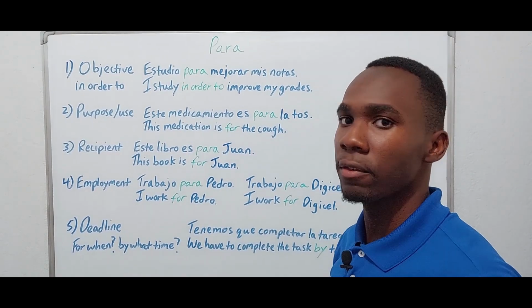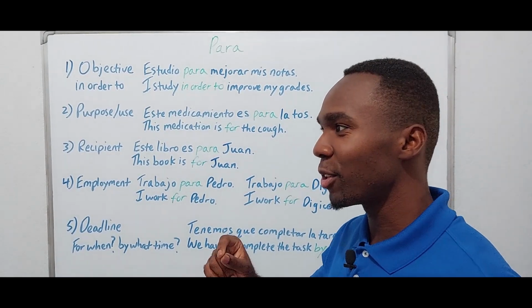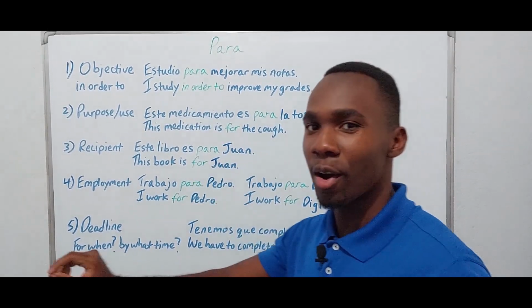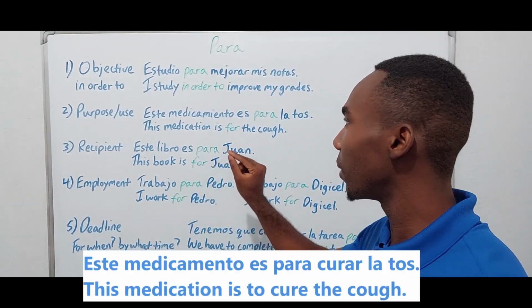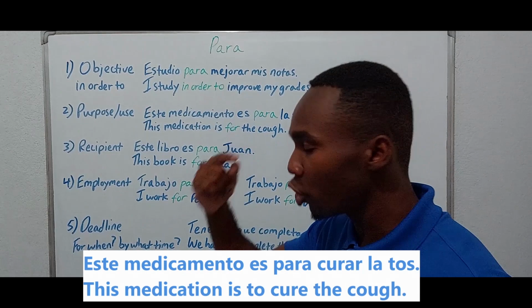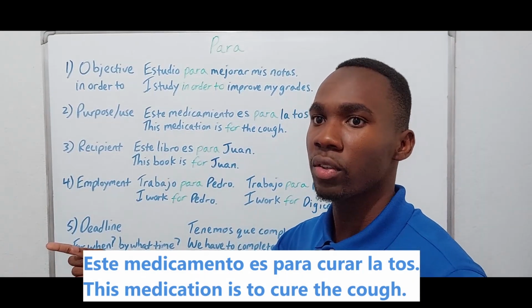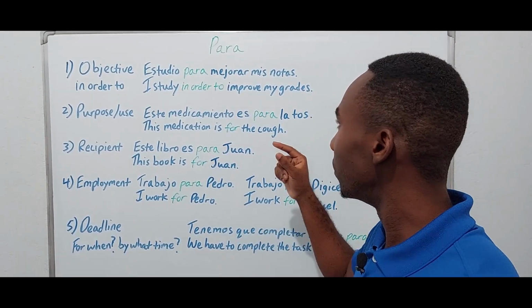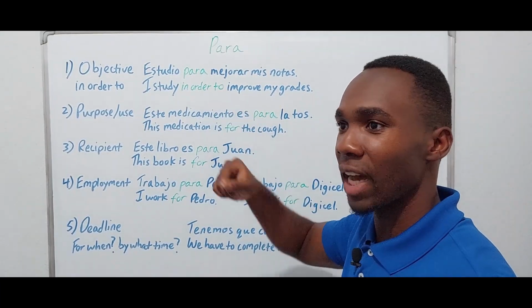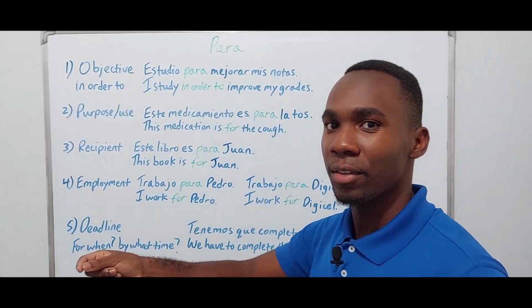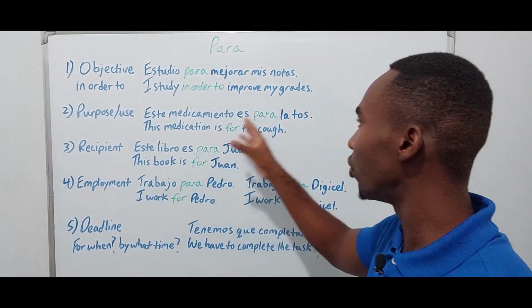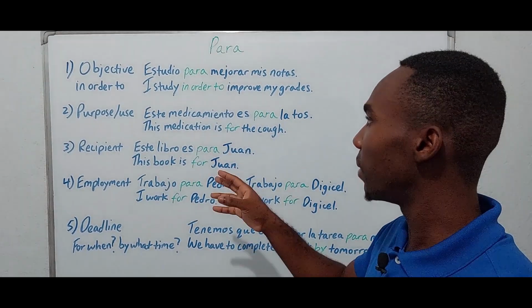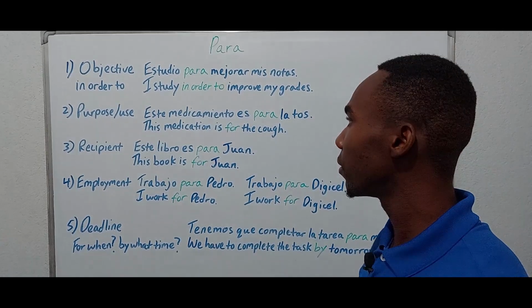It's for the cough. We didn't say to cure the cough, because again, if we said "este medicamento es para curar la tos," then we would use the infinitive, because that would be the objective, right? But because we're expressing purpose or use, we just use a noun here. So this medication is for the cough, right?